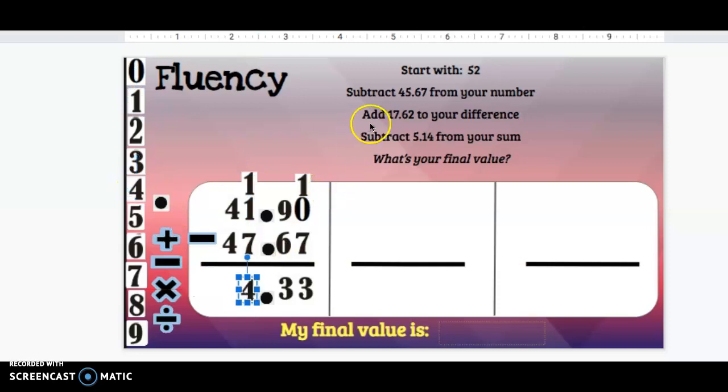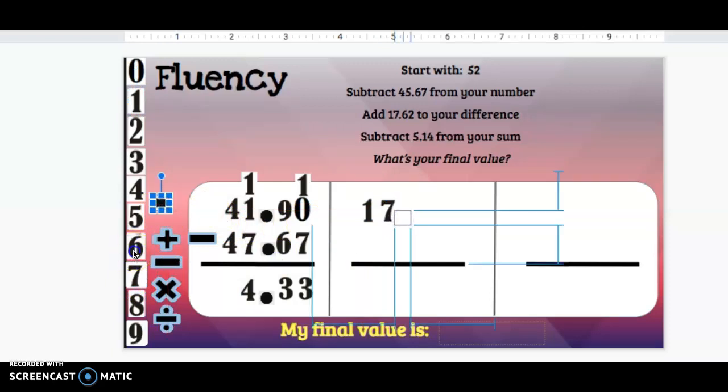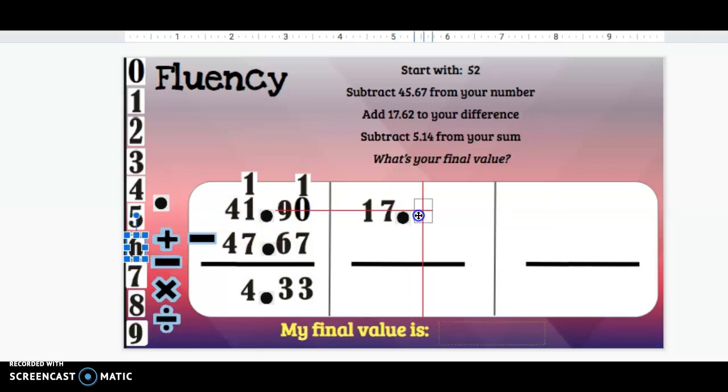Okay, so then I have to add 17 and 62 hundredths to your difference, which really means add 17 and 62 hundredths to 4 and 33 hundredths. So I'm going to sit here and I'm going to take 17.62, and I'm going to add that to my 4 and 33 hundredths.